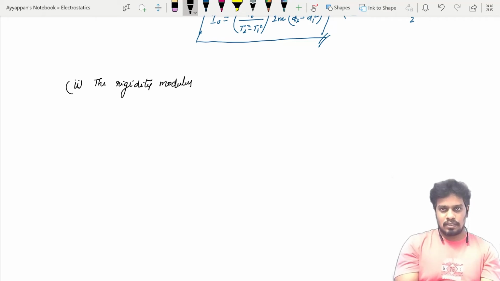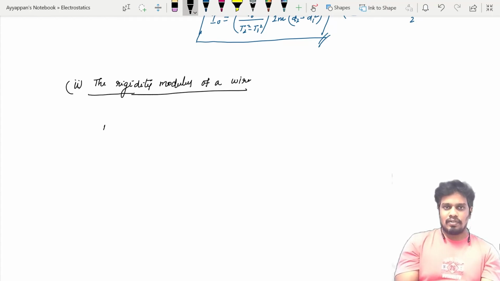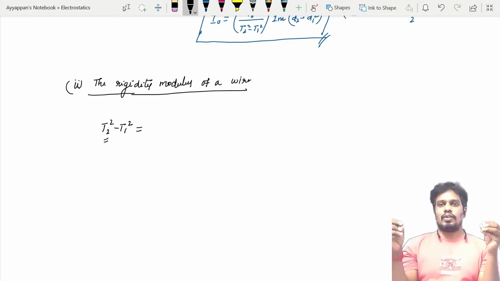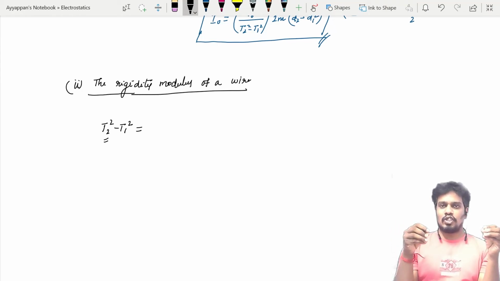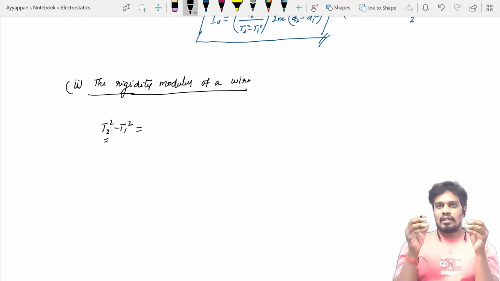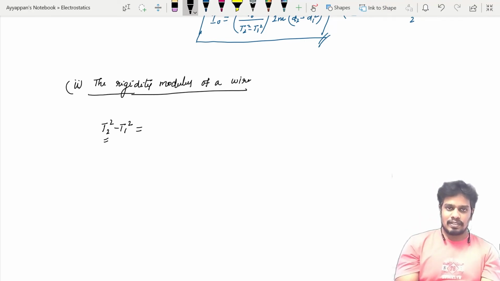The rigidity modulus of a wire. We are going to take the same experiment, but here we are going to take that fourth equation. The fourth one we know: T2 square minus T1 square. That means that with the mass at distance d2, the time period of oscillation is T2, that square. With the two equal masses at a distance d1, the time period of oscillation square.